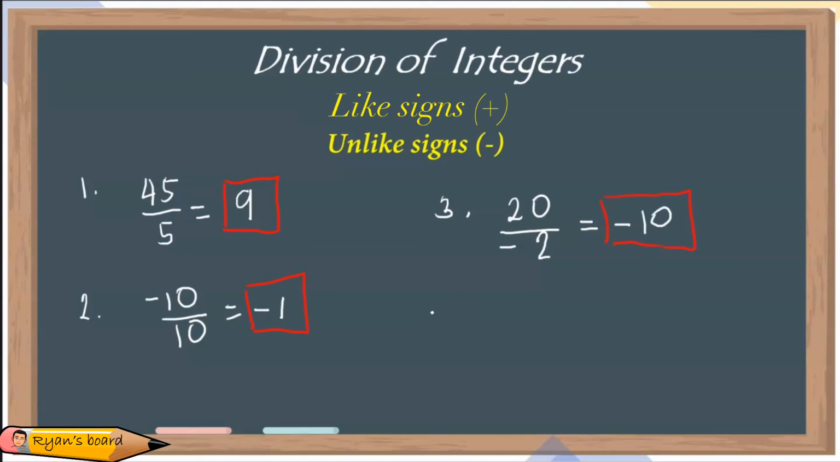Okay? Let's have number 4. Let's say negative 16 divided by negative 4. Like sign or unlike signs? Parehas negative. So, like sign. What is our answer? Positive. No? So, hindi natin ilalagay yung symbol na plus. 16 divided by 4, that is 4. So, kahit walang symbol na plus, understood that it is positive.